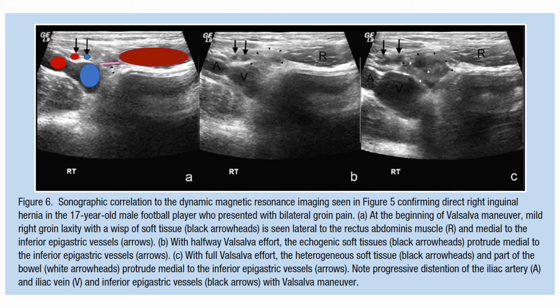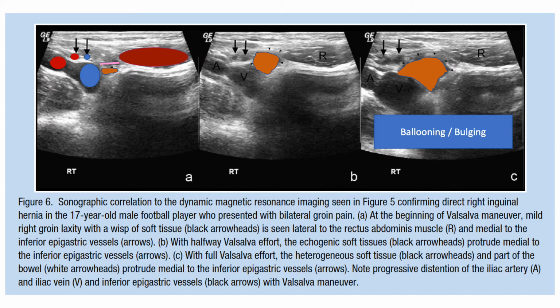As we perform the Valsalva manoeuvre, we're looking at this pink area here. That small area that starts off brown. As we begin the manoeuvre, it's seen to enlarge and enlarge again. And this ballooning and bulging superior to the level of the epigastric vessels is ultrasound diagnostic for herniation.